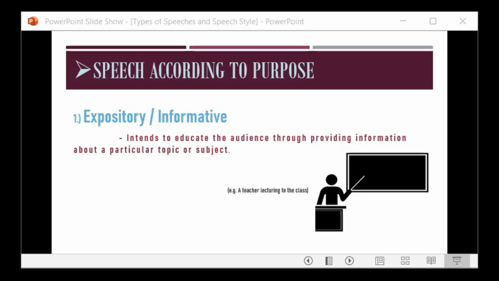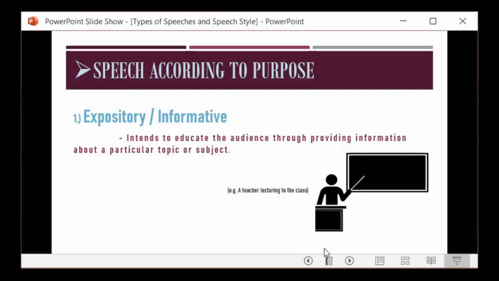Another example for expository or informative is if you are new to a certain job or a certain company, or if you will be doing a task for the first time, then the other person will be informing you on how to do something that may be related to your task or your job.